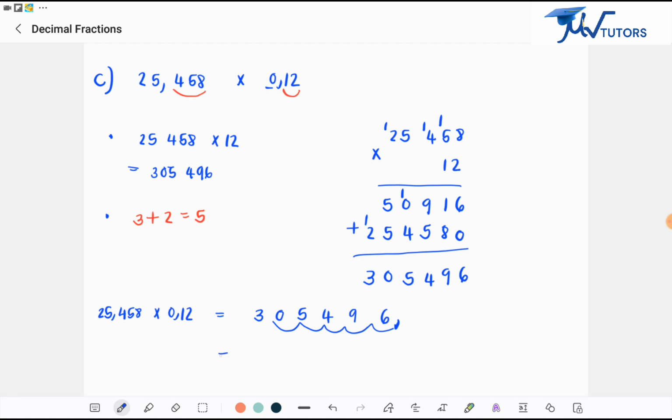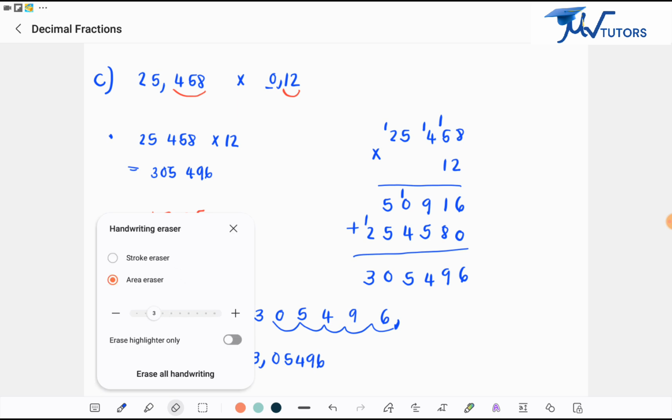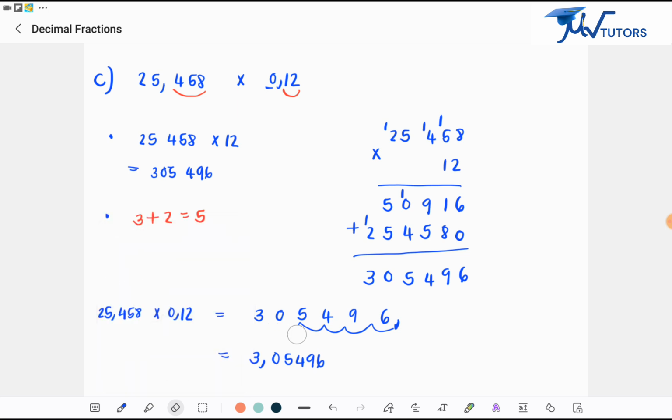Wow, so our final answer is 3,05496. Now you're like, what? Such a small number? Yeah, let's do a sanity check. Okay, maybe let me just leave those, not remove them. Let's do a sanity check then.